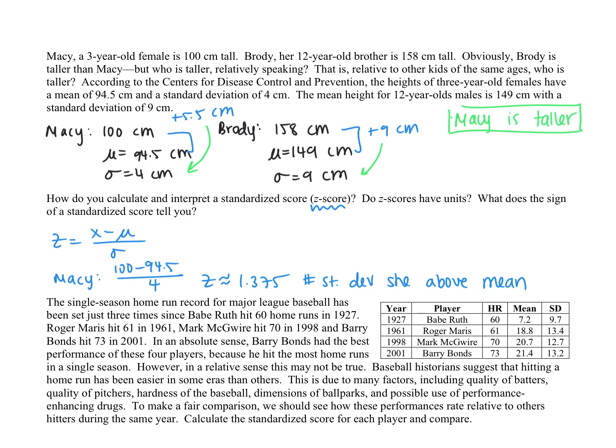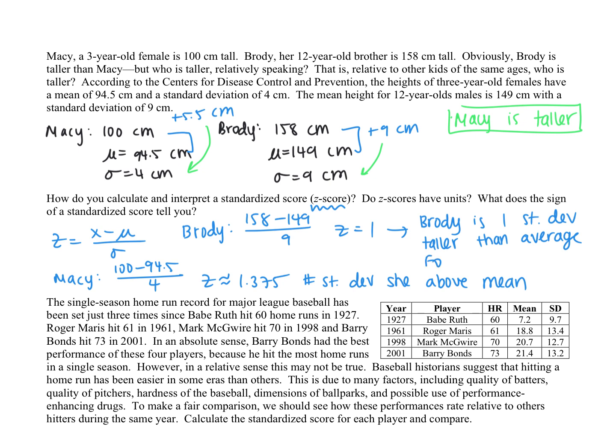And then we did the same for Brody. We calculated the difference between his height and the average. We said that was 9. Dividing by the standard deviation gave us 1. So again, what that told us is that Brody is 1 standard deviation taller than the average for his age. Whereas Macy is almost 4 standard deviations taller than what we would expect for her age, hence why she's taller.